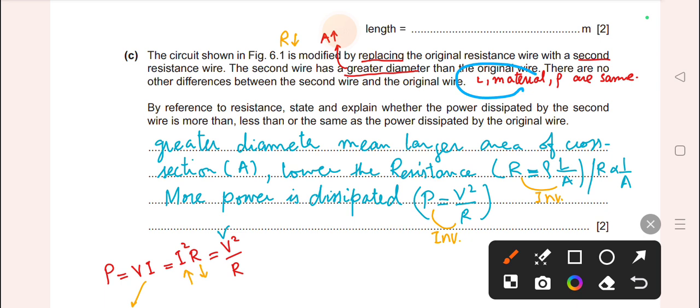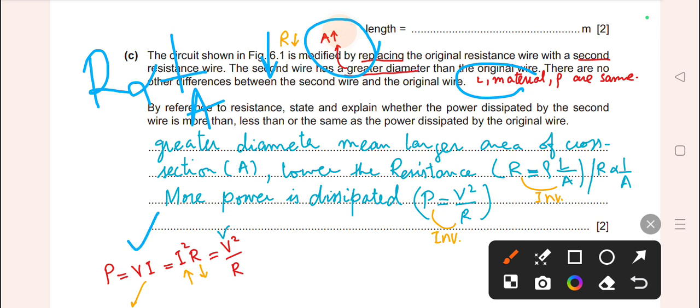First of all, when there is a larger diameter, it means the area will be larger. And area is inversely proportional to the resistance, meaning the resistance will be smaller. And when there is lesser resistance, the only thing in this circuit we were given is the voltage. We know the formulas for power: VI, I squared R, V squared over R.